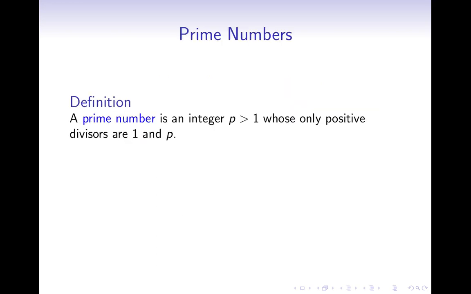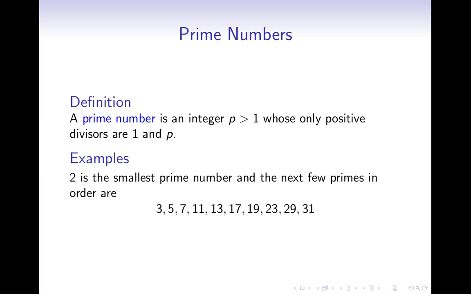So, starting with prime numbers, a prime number is an integer p greater than 1 whose only positive divisors are 1 and p. So, for example, 2 is a prime number because the only positive divisors of 2 are 1 and 2. And if we look at the first few primes written in order, we get 3, 5, 7, and so on.